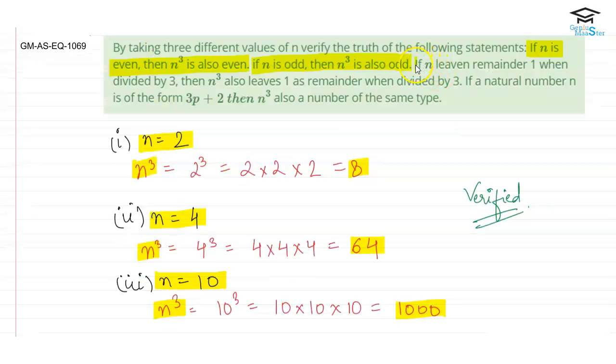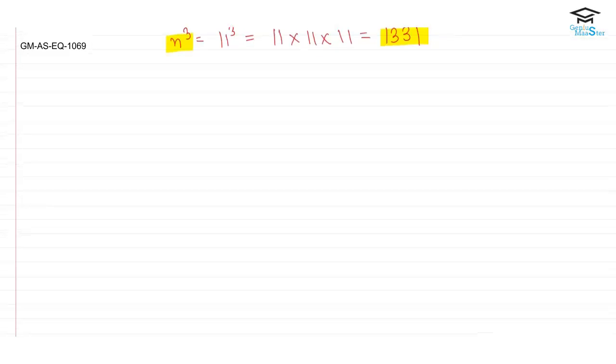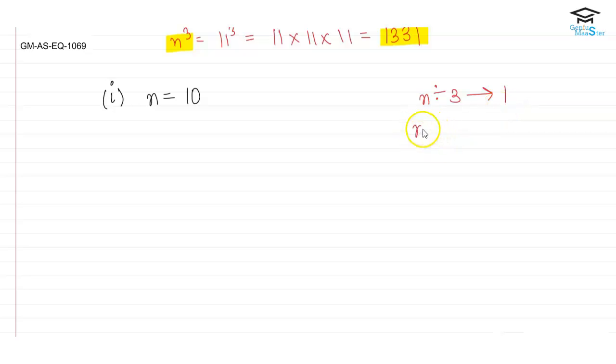Now we will see the third statement. If n leaves remainder 1 when divided by 3, then n cube also leaves 1 as remainder when divided by 3. So first we will take n as 10. In the statement it was given that when n divided by 3 gives remainder 1, then n cube divided by 3 must also give remainder 1. So here 10 divided by 3 gives us remainder as 1.